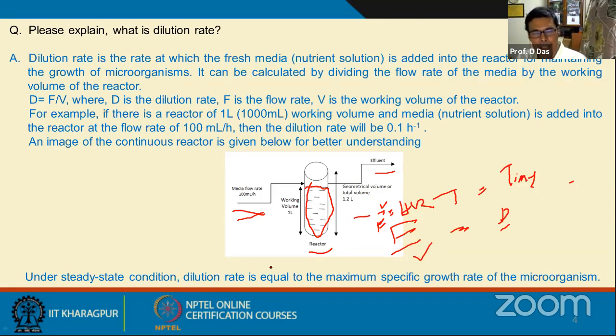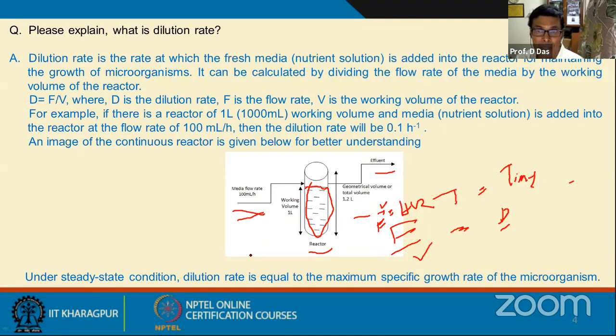Another important feature of this continuous system is that D equals mu, if you look at the chemostat. If you look at the life cycle of the cells, we have lag phase, log phase, stationary phase, and the decline phase. Now every phase has its own significance. Suppose we want to produce baker's yeast. And what is the purpose of baker's yeast?